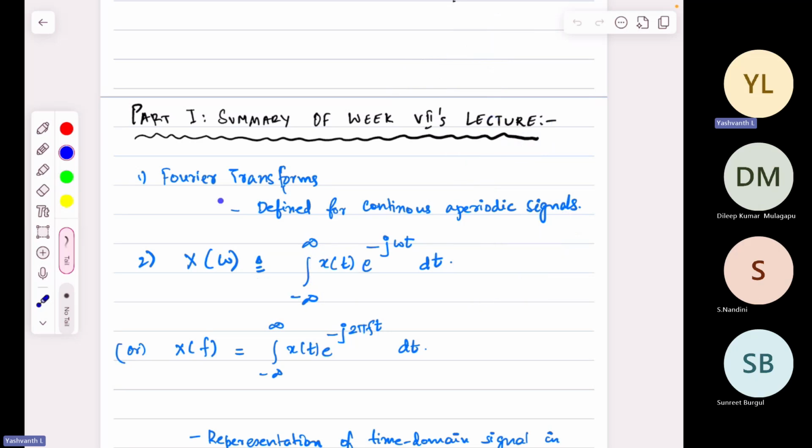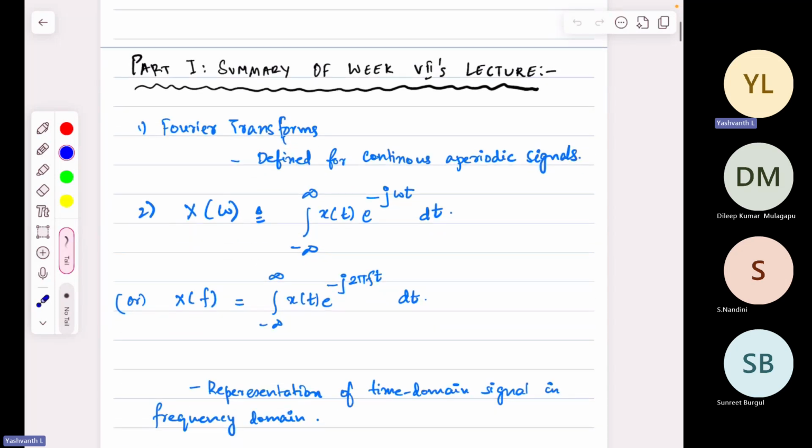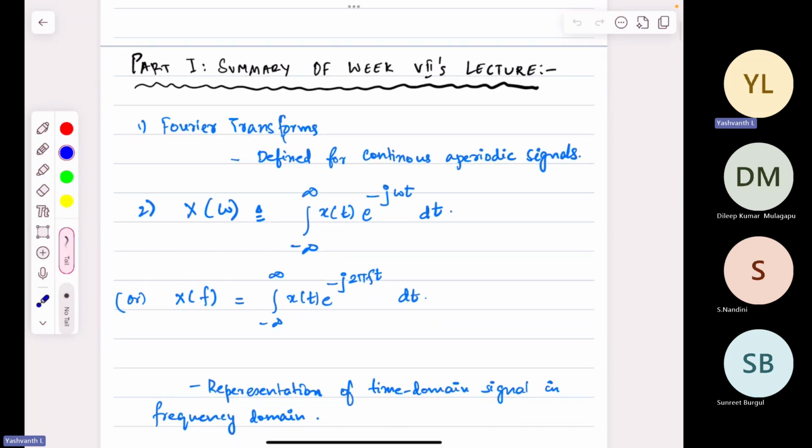Fourier transforms are basically defined for continuous time aperiodic signals. Recall that Fourier series was for continuous time periodic signals, but Fourier transform generalizes it to even aperiodic signals. So Fourier transforms are very important. We will spend quite a good amount of time on solving problems of Fourier transforms and Fourier series also.